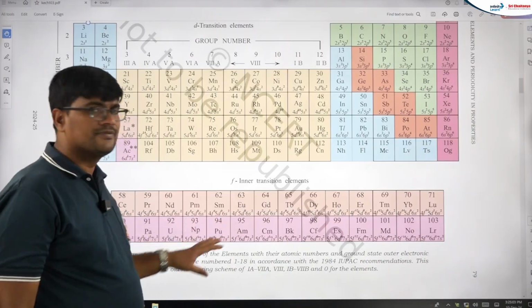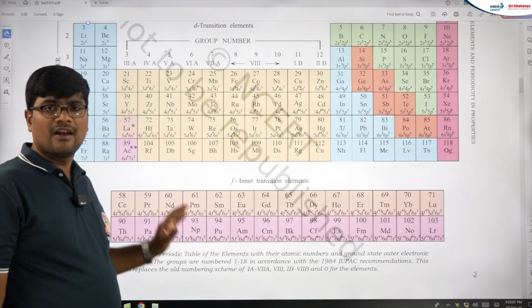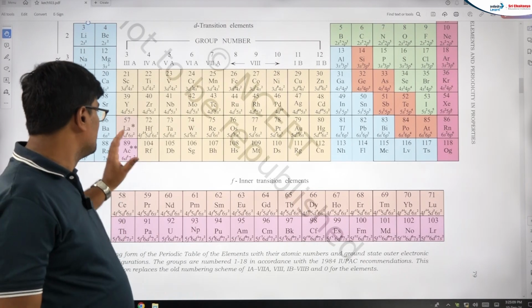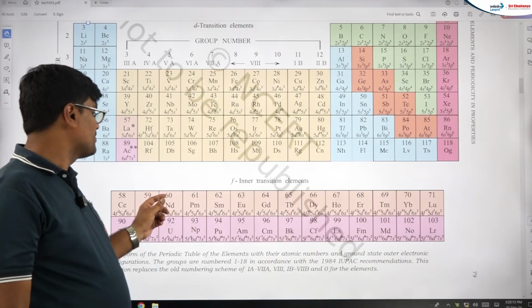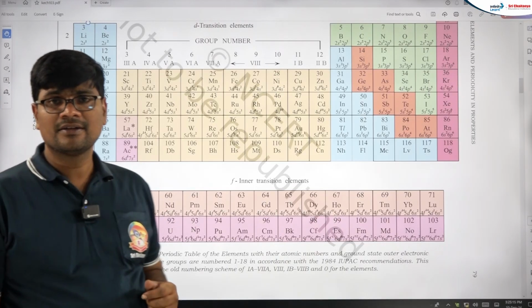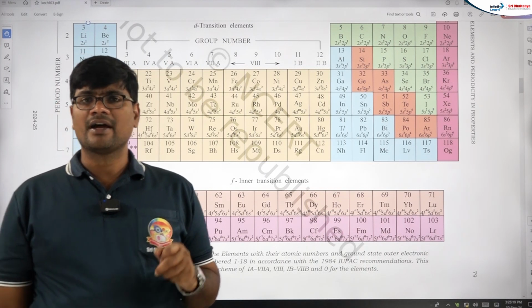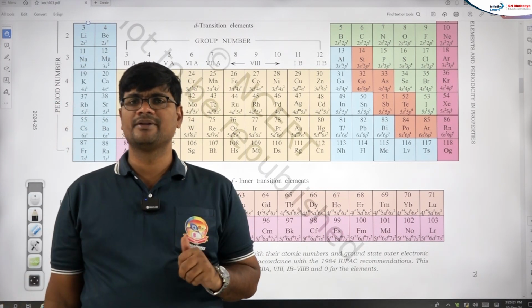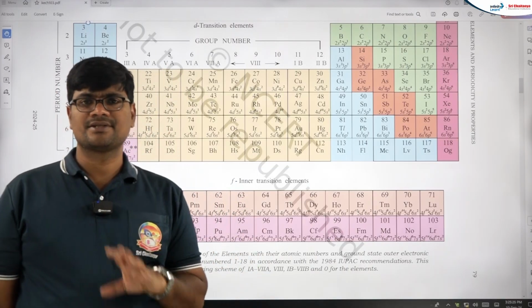In the f block elements, we have lanthanides and actinides. The elements which come after lanthanum are called lanthanides. The elements which come after actinium are called actinoids. Among lanthanides, some are artificial, like promethium, and the remaining lanthanides are stable and available in the earth's crust. They mostly have metallic character, and they are even more reactive than the transition metals.